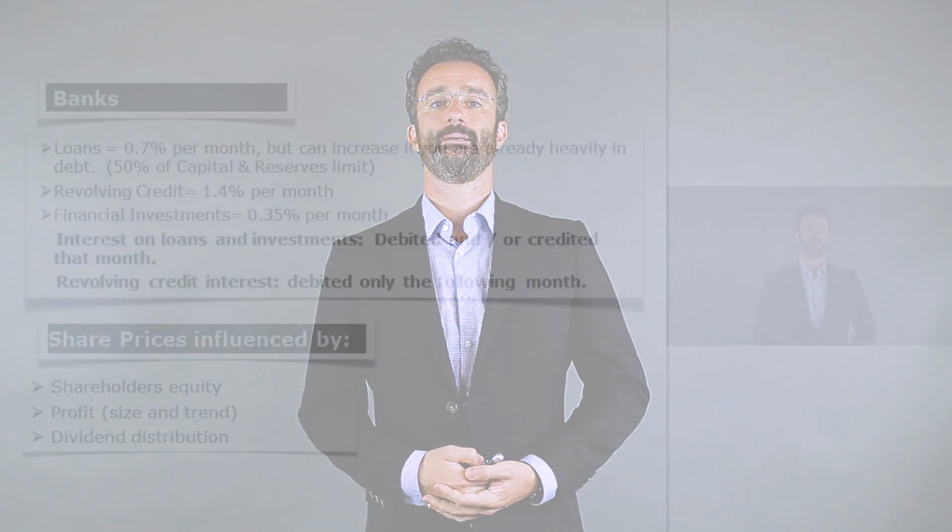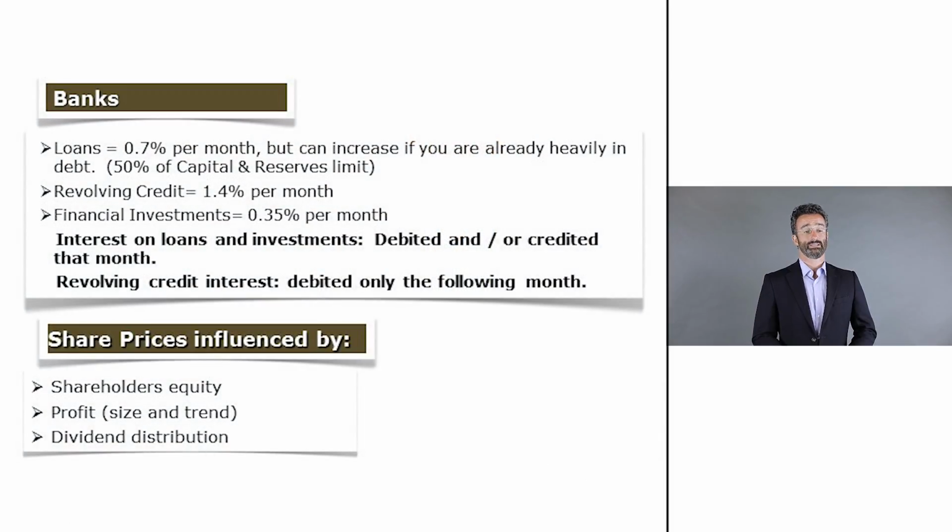The second aspect to financial management is monitoring your share prices. Share price is one of the potential strategic goals you can weight more heavily in your game, and that's a decision you'll be making at the outset. If you do weight it more heavily, you need to consider strongly the things that go towards improving your share price. The three key factors are your shareholders' equity, your profit, both size and the trend, and finally your dividend distribution.